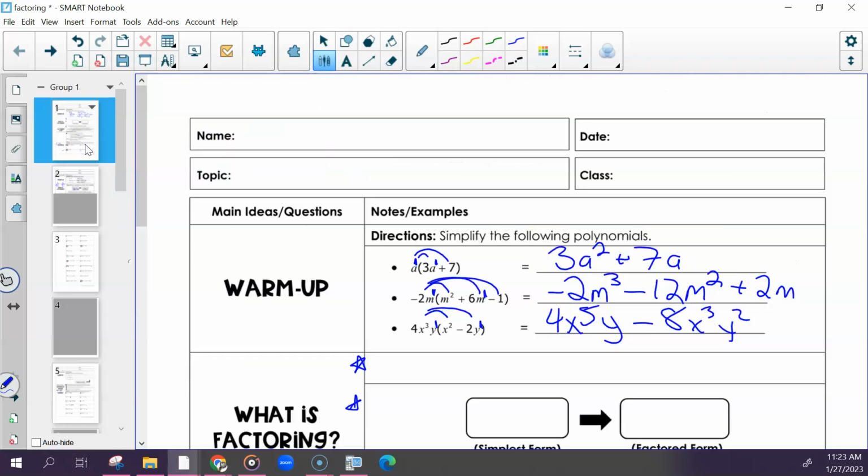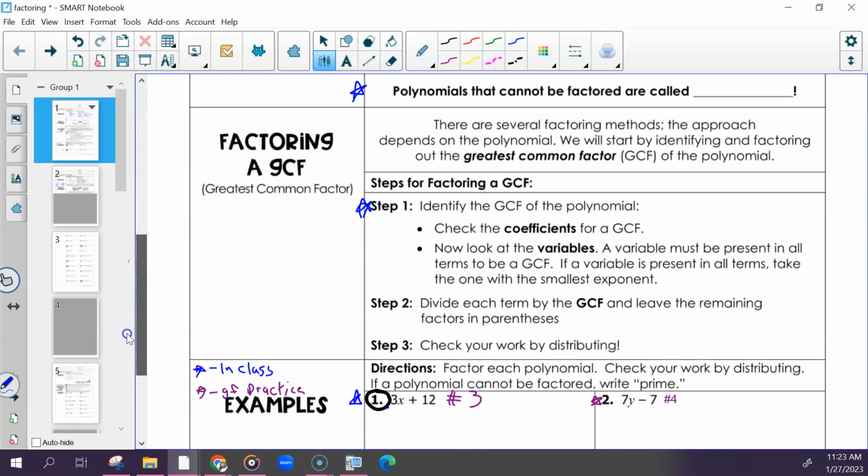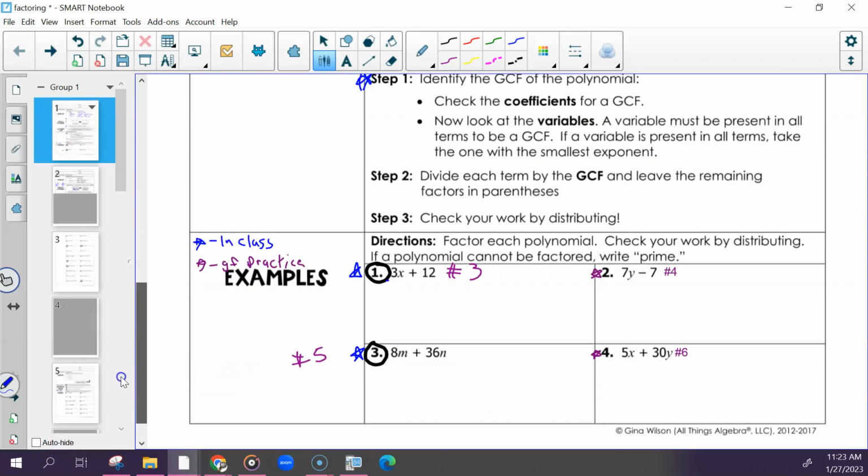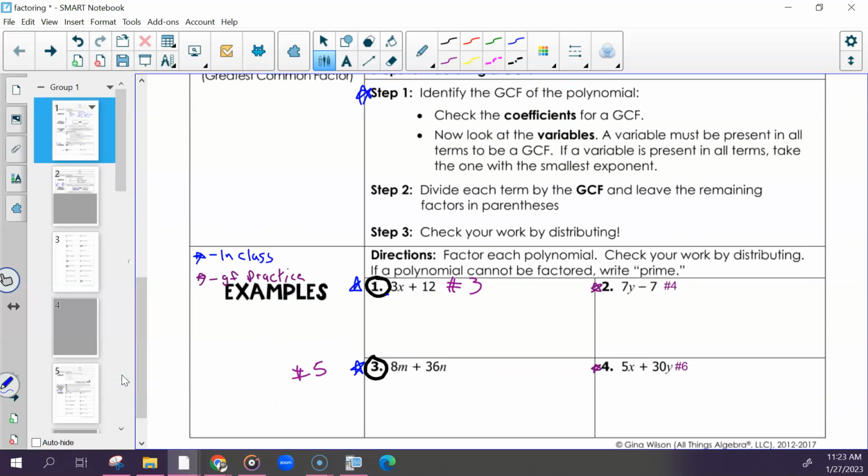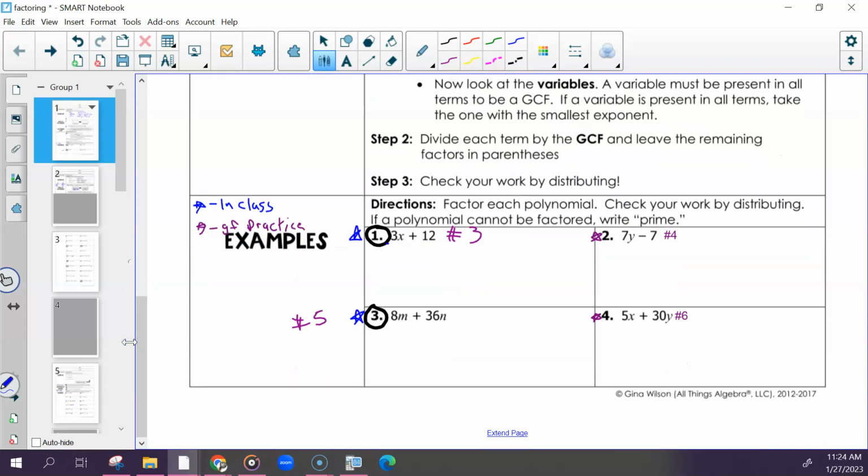Alright, so let's do some examples. Through the steps, we're going to find the GCF, the greatest common factor, for all the numbers. See if there are any variables they have in common. If there are, we're going to look at how many variables we can divide out, divide them all out, and then write it a certain way. So let's start with 1.